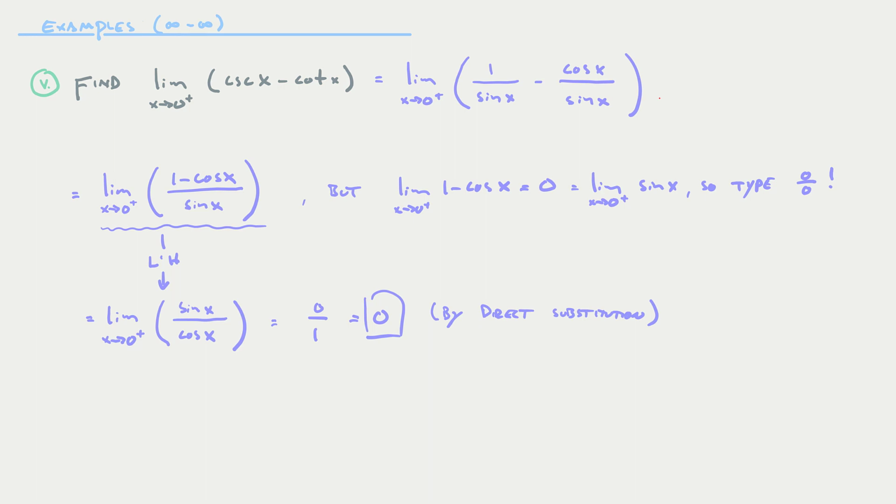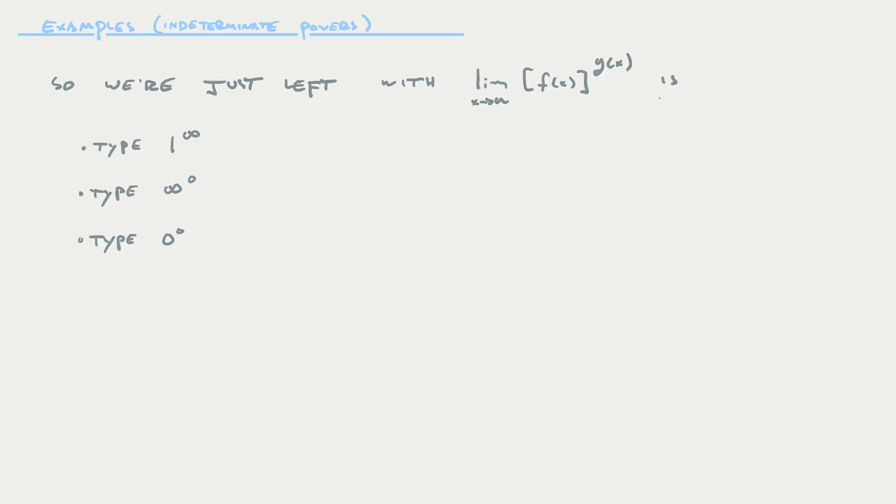Plugging in 0 for sine gives us 0. And plugging in 0 for cosine gives us 1. So the answer here is 0, because 0 divided by 1 is 0 by direct substitution. So in this case, infinity minus infinity ended up being 0. That is not always going to be the case, though. But we're not going to look at another example of that, because we need to move on to indeterminate powers. Okay, there are 3 indeterminacies that we haven't talked about yet, and they're all the ones that involve powers.